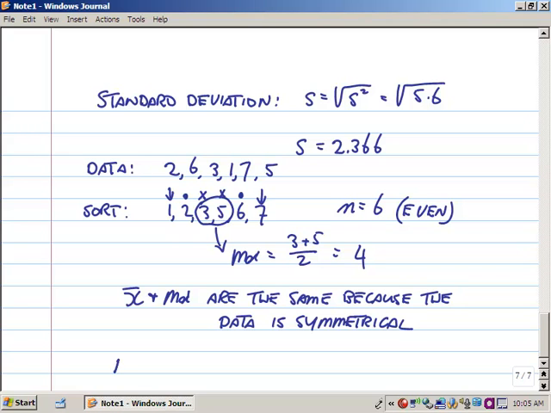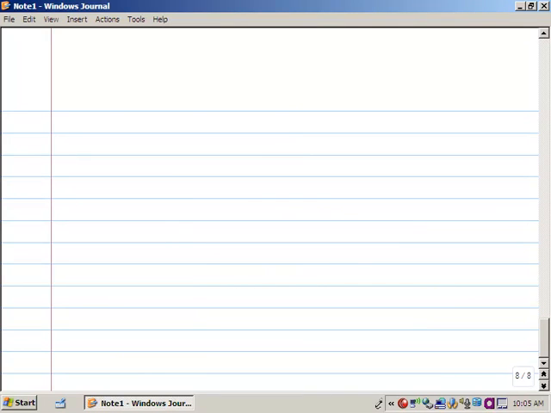In this case, there is no mode, as all the data points occur only once. Okay, and that's the calculations for that particular data set. Alright, and now let's look at one more data set, and again, hopefully you all try this yourself for practice before watching me do this.